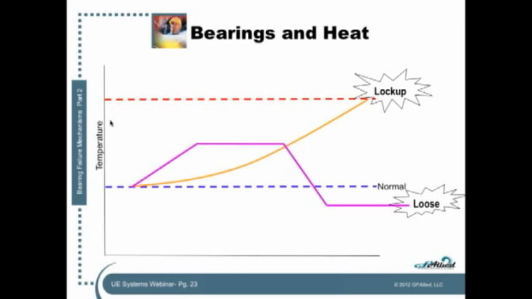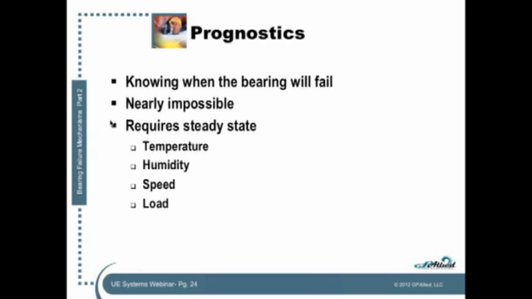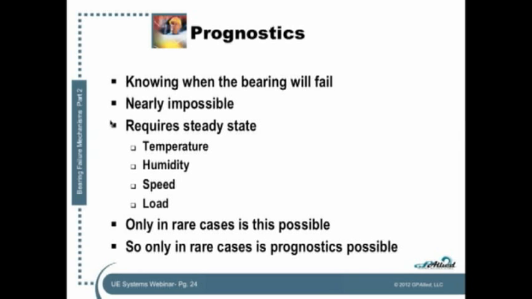So if all bearings locked up, prognostics would be quite easy, or significantly easier than it is now. But unfortunately, most bearings don't. Most bearings loosen up. So as we understand that most bearings loosen up, don't lock up, this concept of prognostics gets more difficult. All right, so prognostics is knowing when the bearing will fail, and it is nearly impossible. It does require a steady state of temperature, humidity, speed, and load, and to date, in terms of research and technology, it's only in rare cases that prognostics is possible with any degree of accuracy.